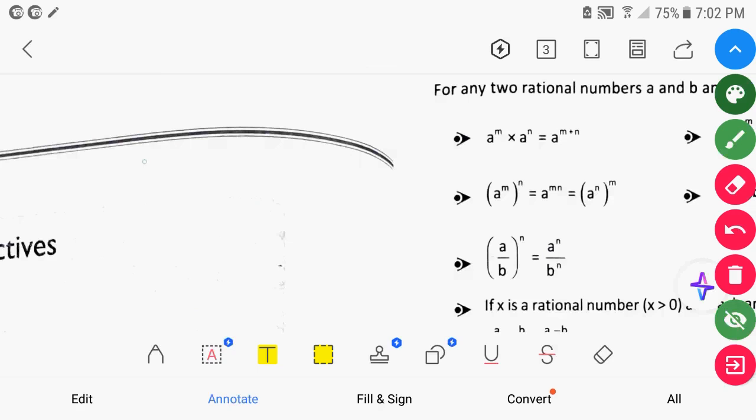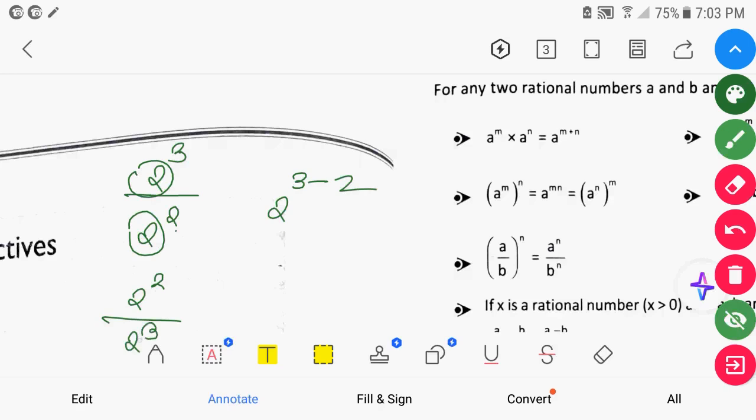One law we understood while doing division. See, the example is 2 raised to 3 divided by 2 raised to 2, where 2 is a rational number and 3 and 2 are rational numbers also. So here we can do 3 minus 2. But if the reverse situation is there, if 2 raised to 2 is divided by 2 raised to 3, where 3 is greater than 2, then we do 1 upon 2 raised to 3 minus 2. Okay.